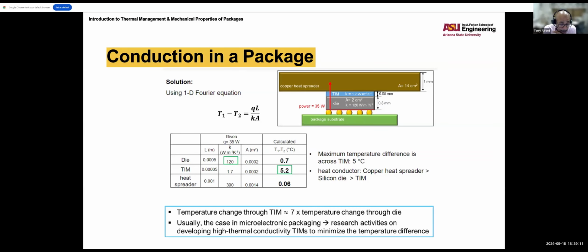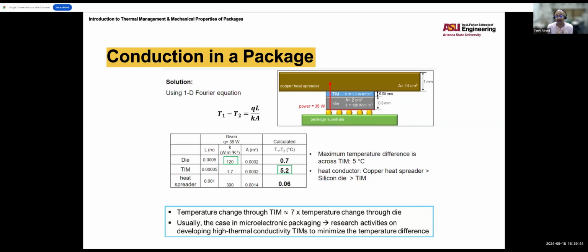The temperature change through the TIMs is about 7 times the temperature change through the die. So that thermal interface material is driving a lot of research activity, because we want to make this as thermally conductive as possible, but make it such that we can actually process it in a reasonable manner.